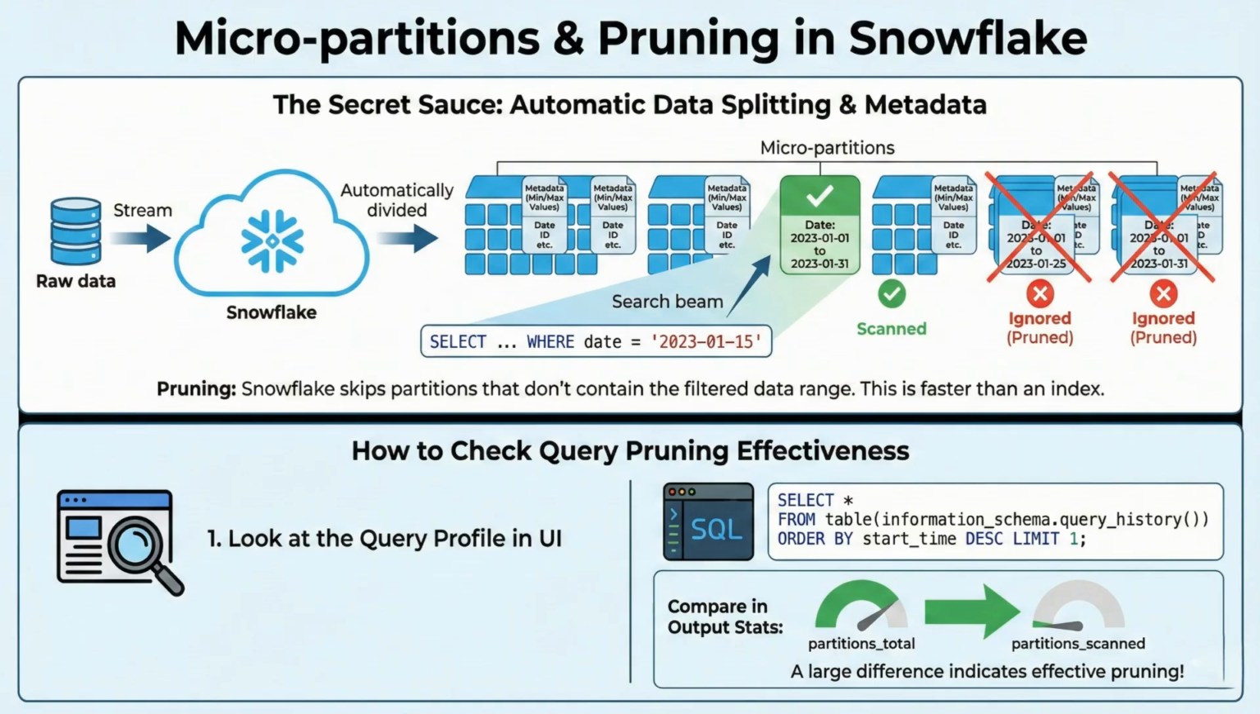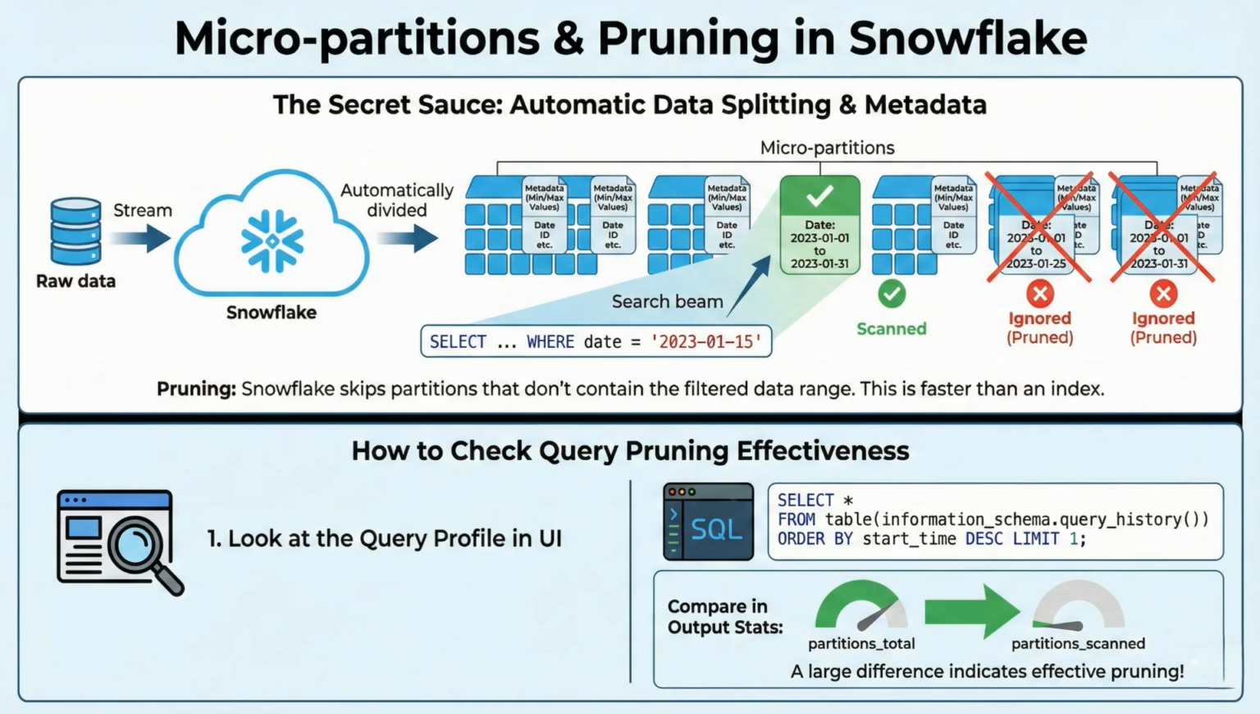In this slide, we are understanding micro-partitions and pruning in Snowflake, which is one of the most important performance optimization concepts. At the top, we see what Snowflake calls the secret sauce: automatic data splitting and metadata. When raw data is ingested into Snowflake, it is automatically divided into micro-partitions. This process happens internally, without any manual partitioning. Each micro-partition stores metadata, such as minimum and maximum values for columns like date or ID.